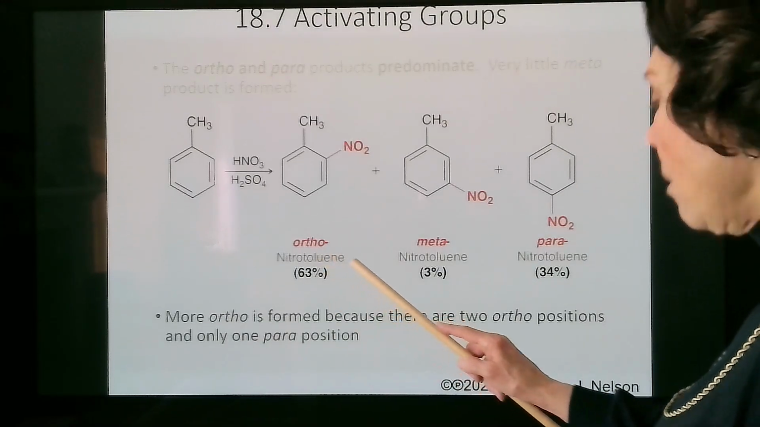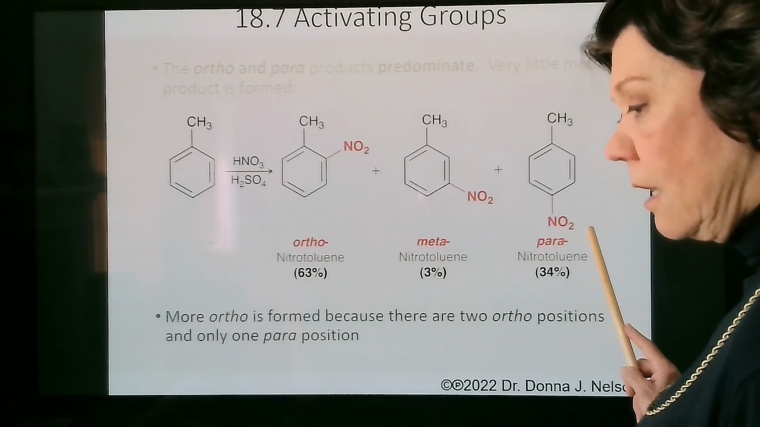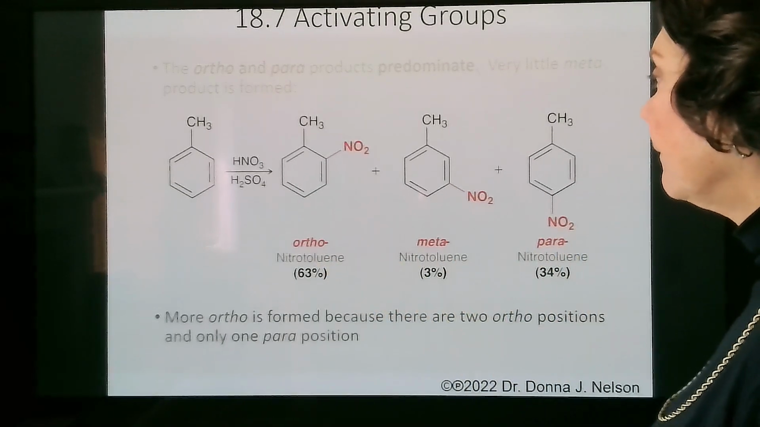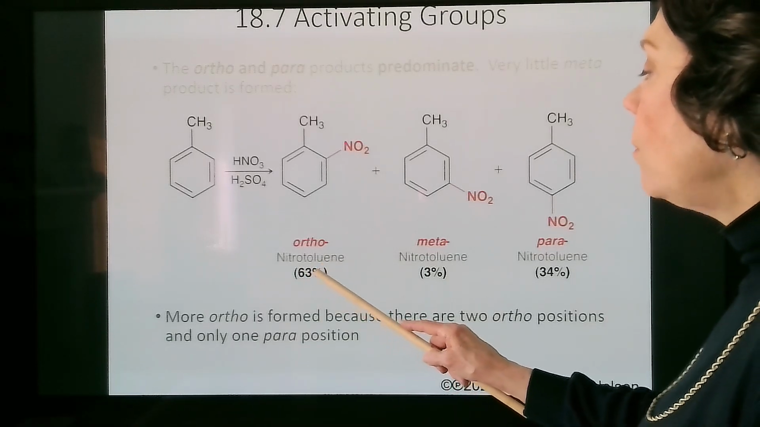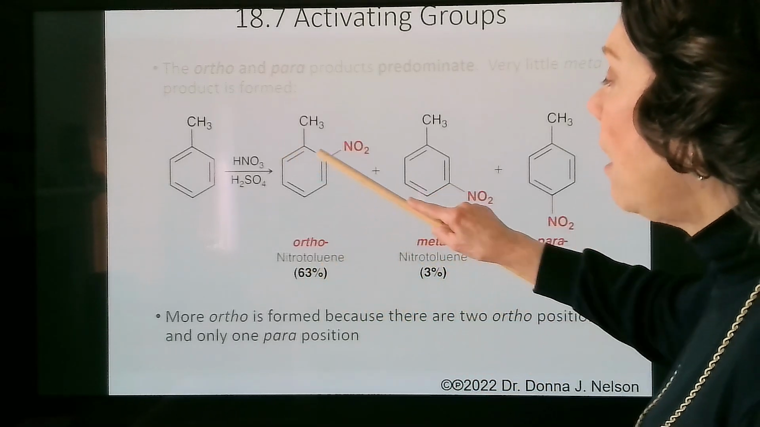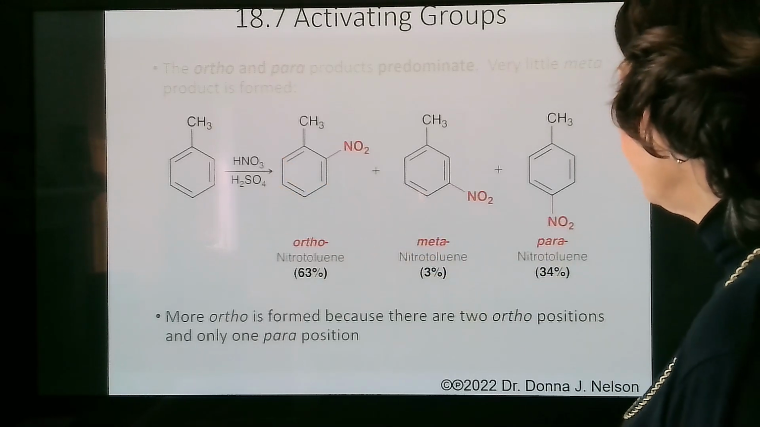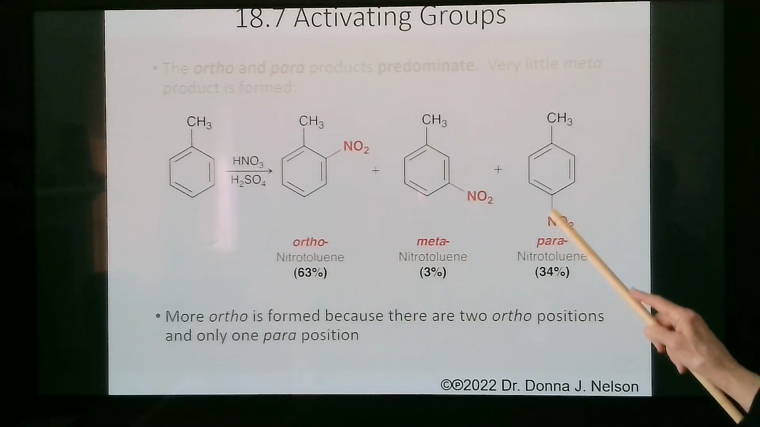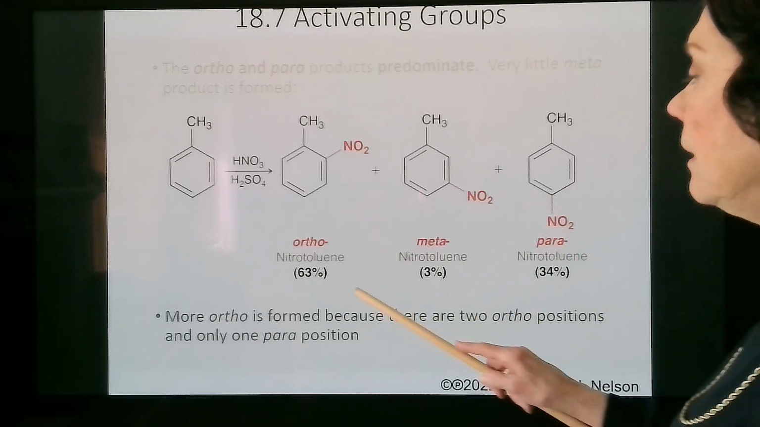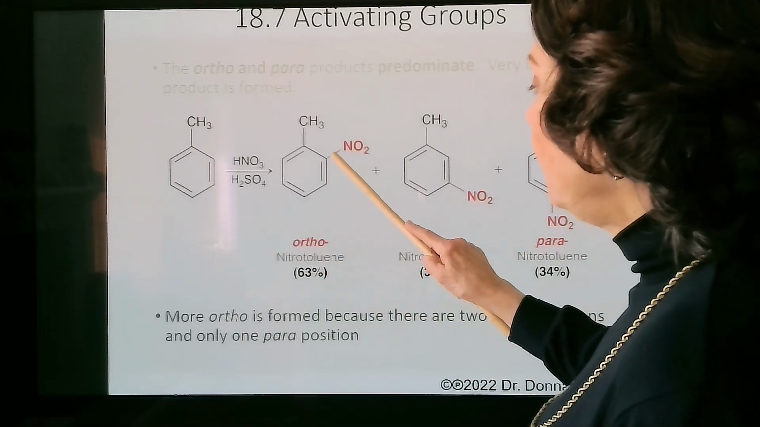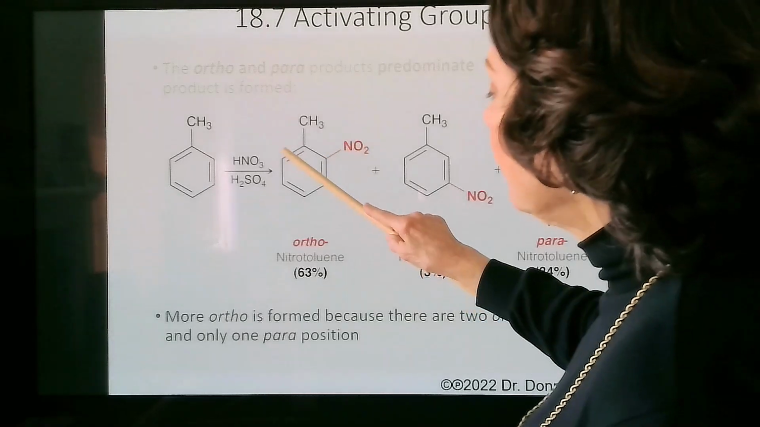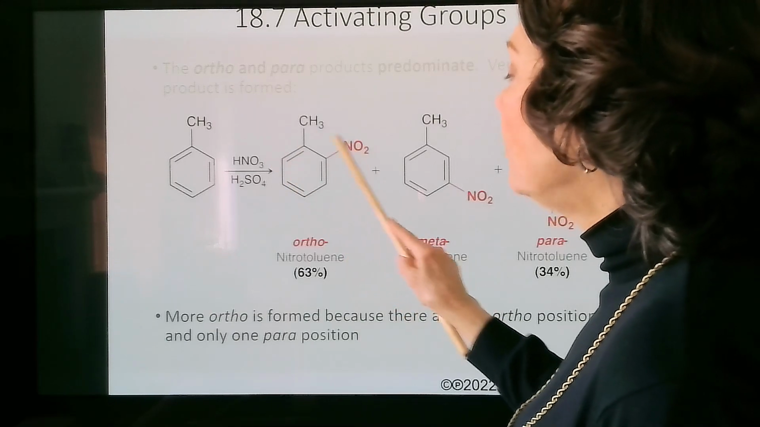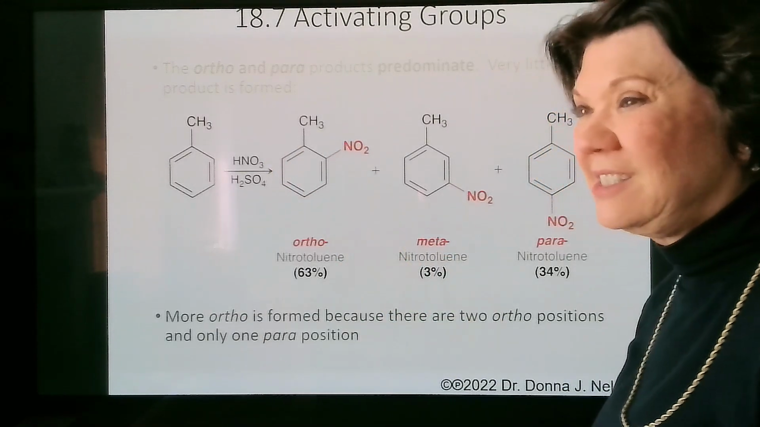So the ortho and para products predominate. More of the ortho is obtained because you have two possible ortho positions. So you have 34% of the para product. This would be about 31 or 32% here and 31 or 32% over here, because you have twice the likelihood. Okay, this is just a statistical effect.